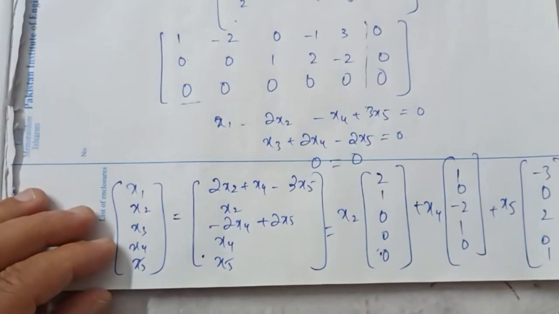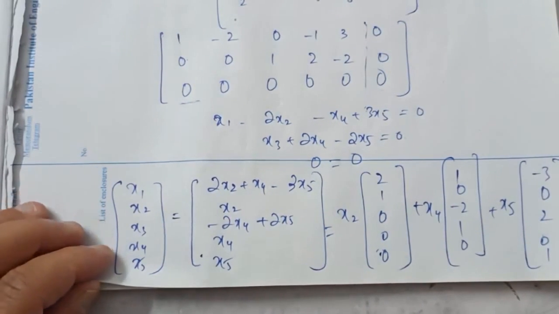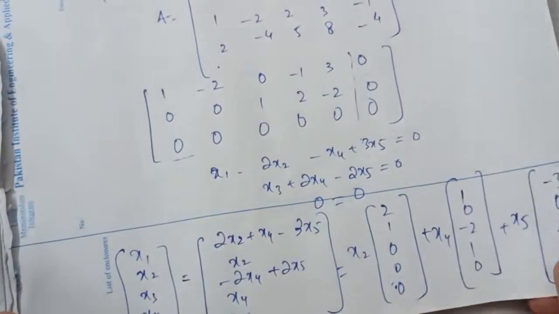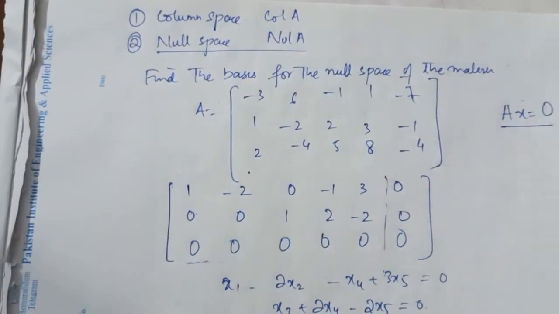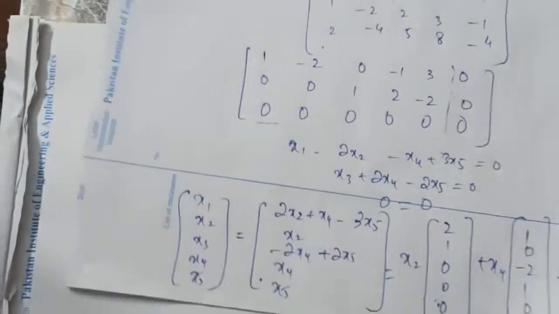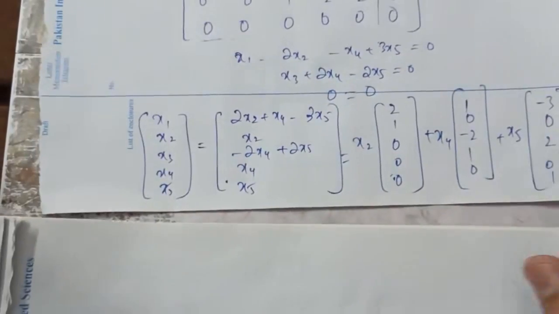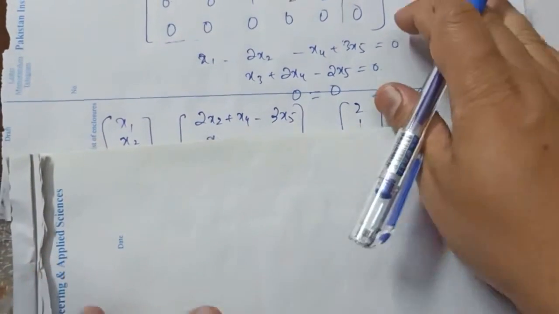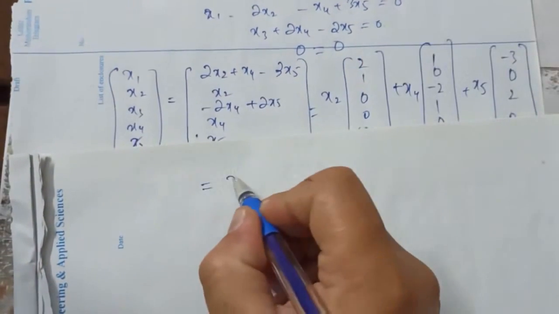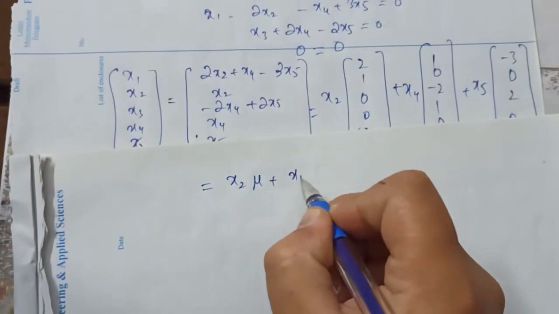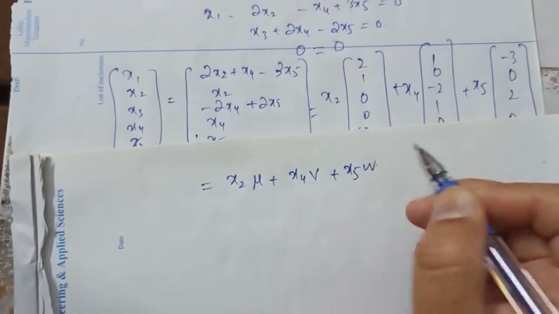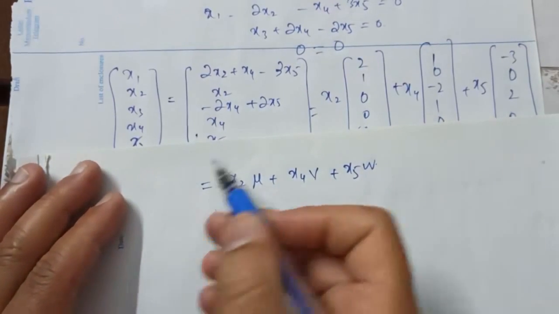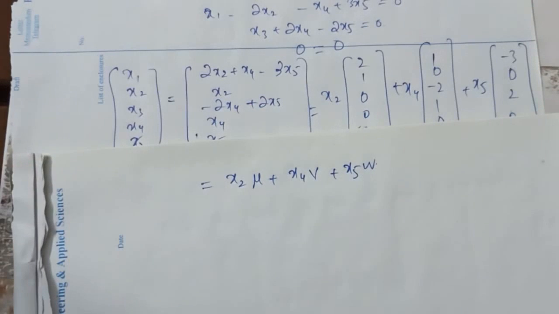So what we can see here is all the possible vectors in the null space of A. If you look at this equation, I can write it in a very generic form using the vectors as x2u plus x4v plus x5w. The left-hand side is actually x, that is, x1 to x5.